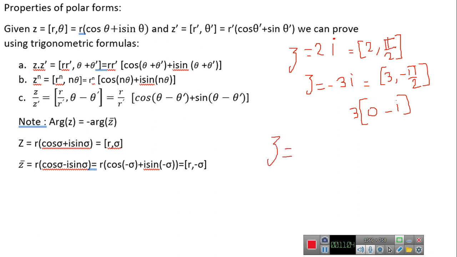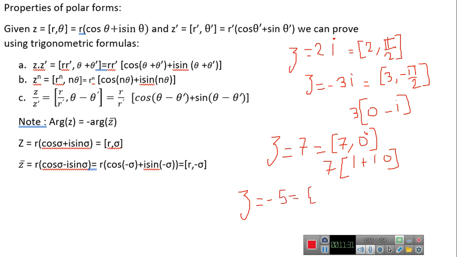Why? Because if you do 3 times cosine of minus pi over 2, which is 0, plus i sine of minus pi over 2, this is minus i, so it's minus 3i. So always, if you have 2i, 5i, 7i, you have angle pi over 2. If you have a real number, for example 7, and you want to write it in polar form, directly this is 7 with angle 0, or 2 pi.